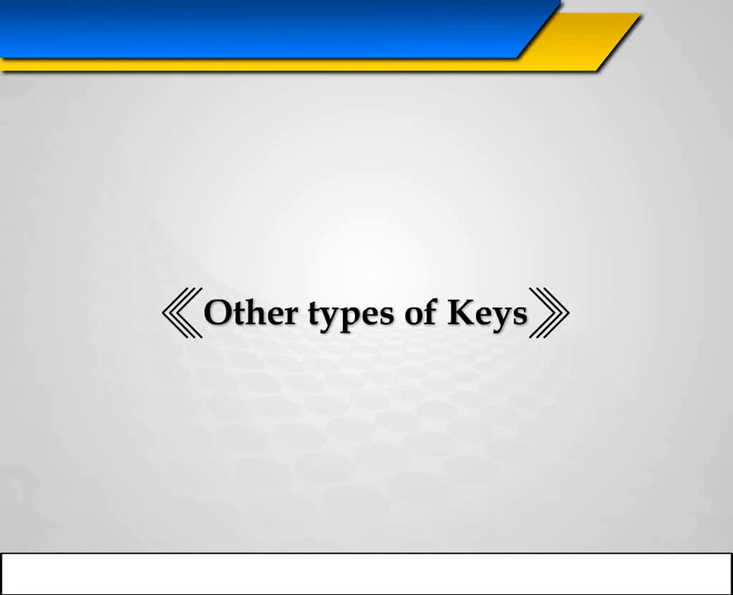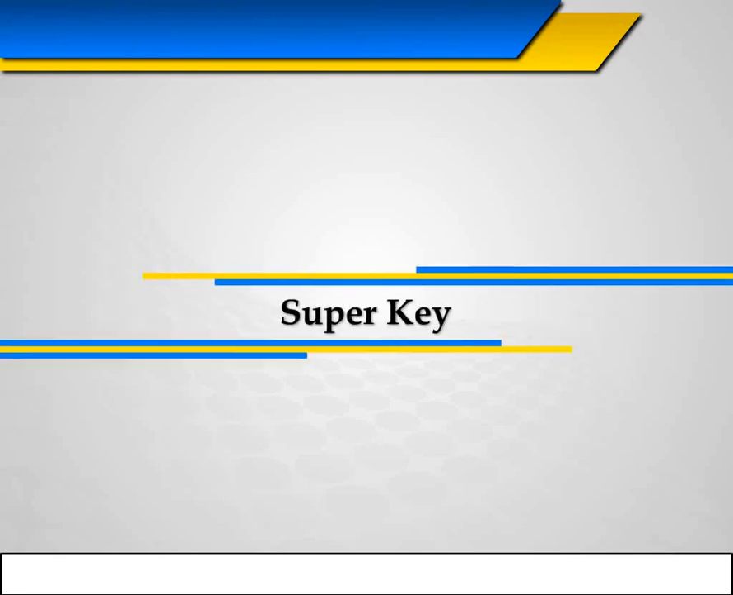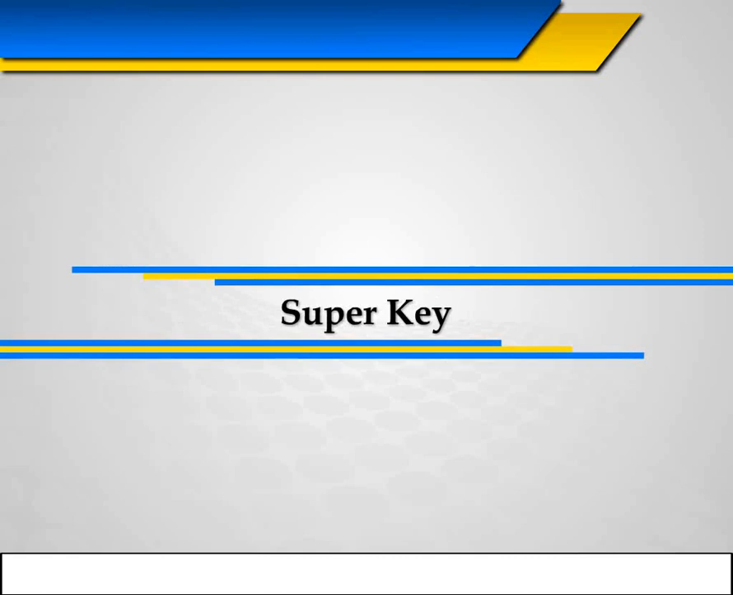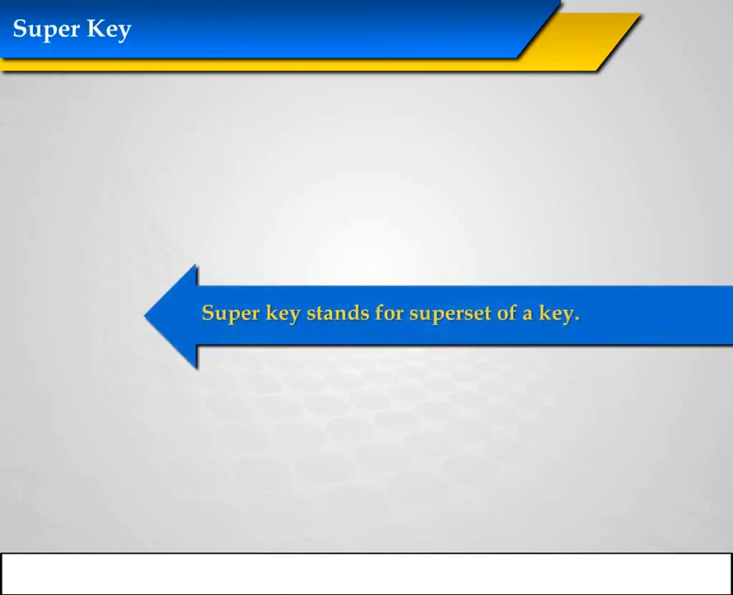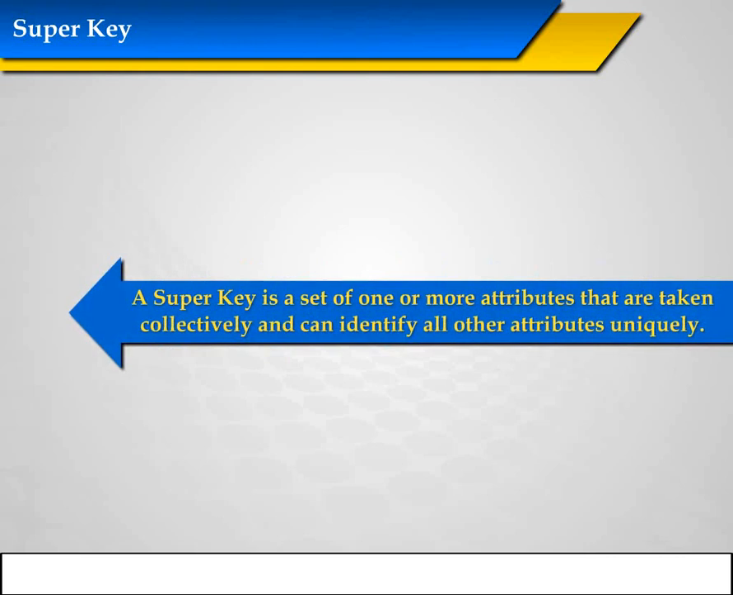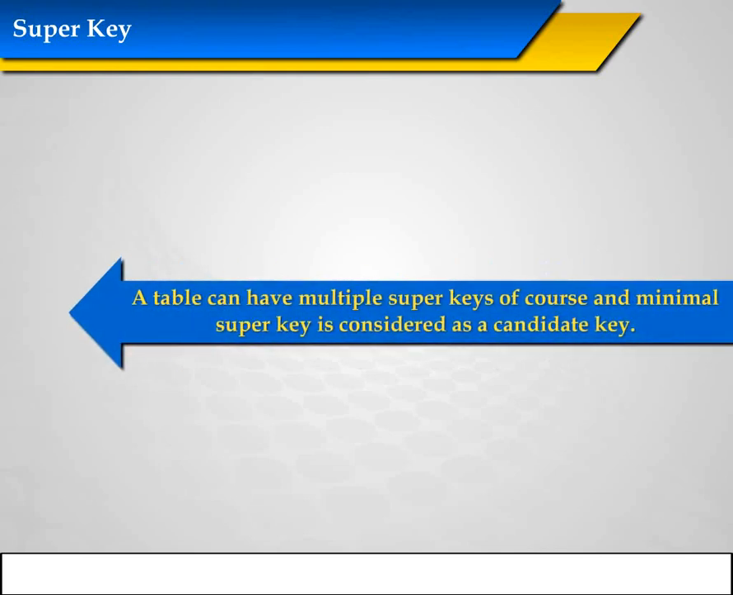Other types of keys. Super key. Superkey stands for superset of a key. A superkey is a set of one or more attributes that are taken collectively and can identify all other attributes uniquely. A table can have multiple superkeys, of course, and a minimal superkey is considered as a candidate key.